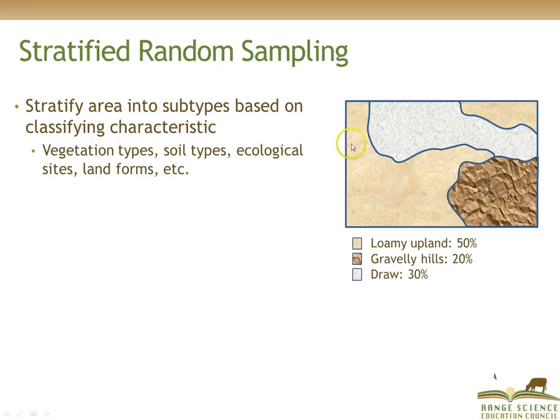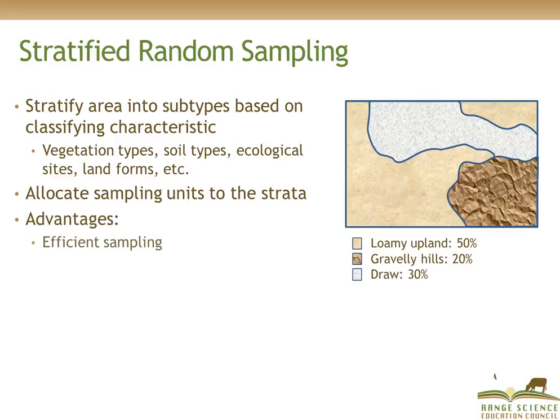Here we can see an example diagram of an area that's been stratified into ecological site. So we've got loamy upland here in the buff color, which represents about 50% of the area. The gravelly hills represents approximately 20% of the total area, and the draw ecological site represents about 30% of the total area of interest. With stratified random sampling, we allocate sampling units to the strata, and we have different approaches for that kind of allocation.